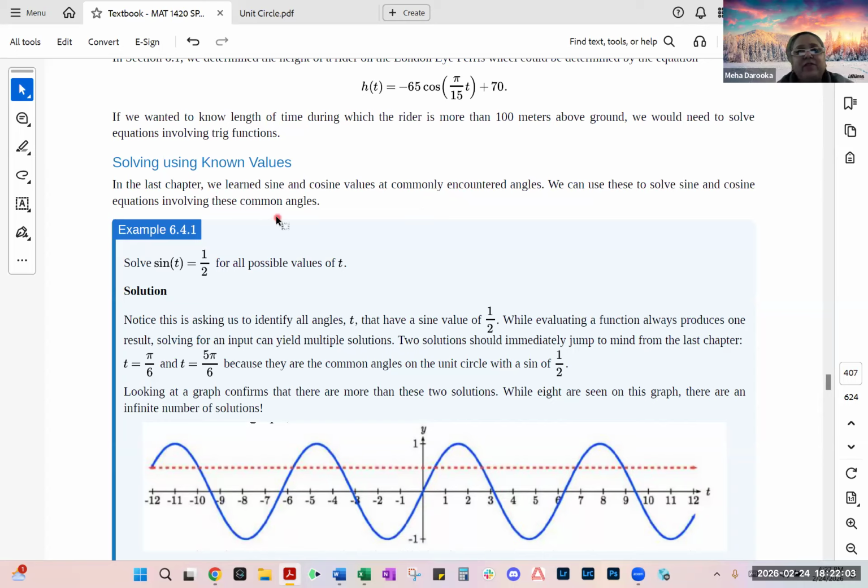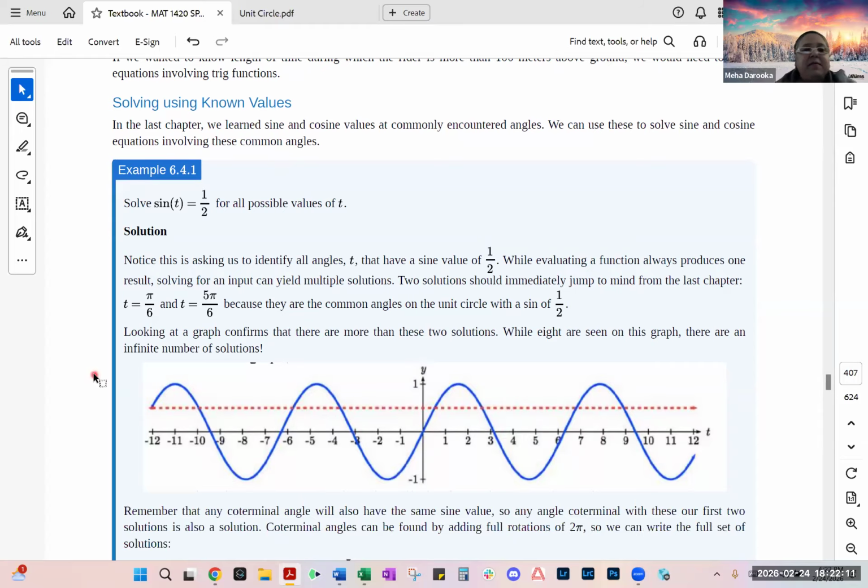So if you are trying to solve a sine or cosine equation with these common angles, we can use that information that we have. So look at this one here. Let's solve sine of t equal to 1/2.